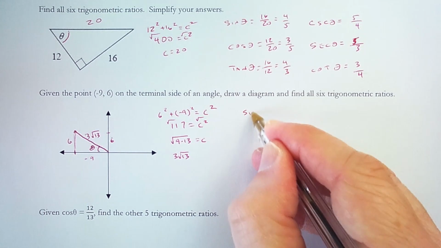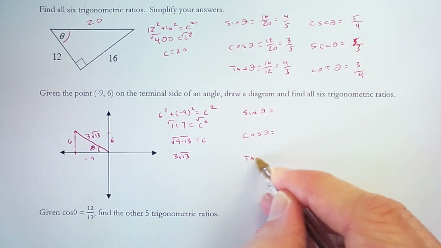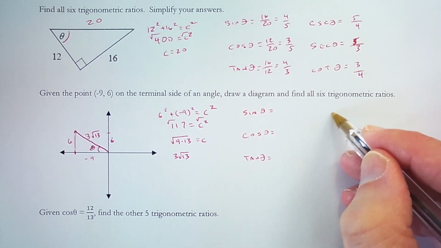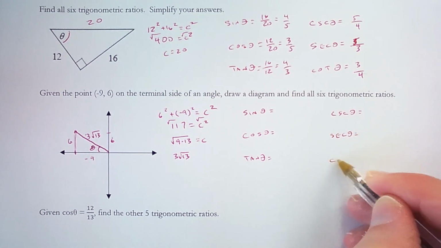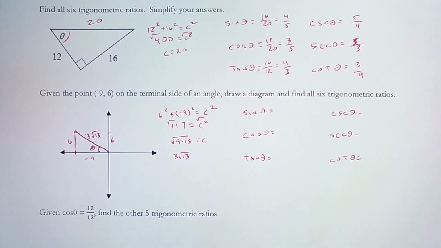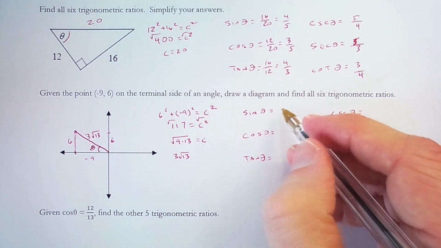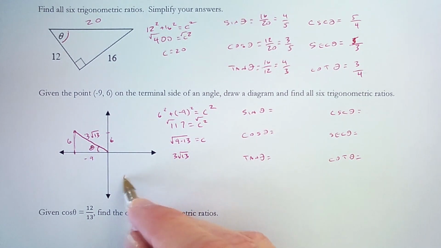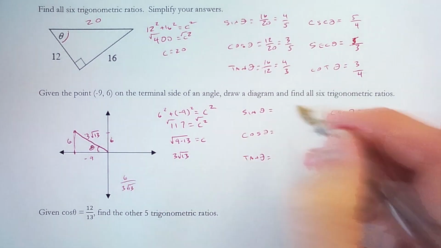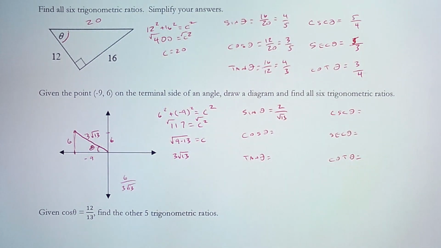So now we need the 6 trig ratios: sine theta, cosine theta, tangent theta, and then cosecant theta, secant theta, and cotangent theta. Sine is opposite over hypotenuse. That is 6 over 3 root 13. Okay, so let's just simplify the 6 over 3 right now. So we're going to start with 6 over 3 root 13, but I'm going to simplify 6 over 3 to 2 over 1. So it's going to simplify to 2 over 1 times the square root of 13.